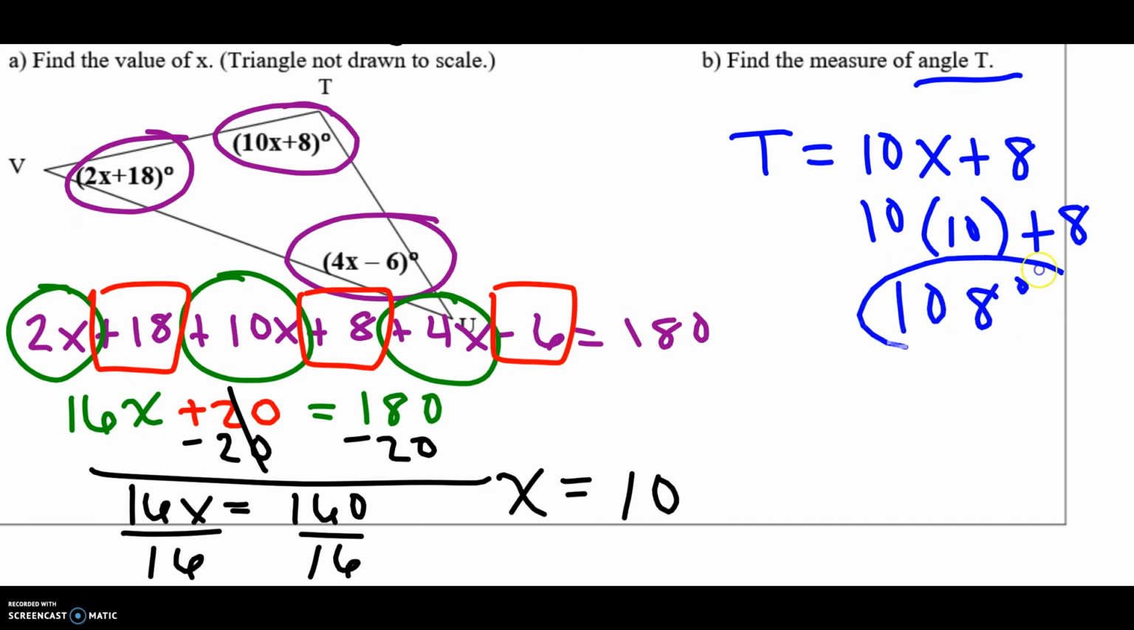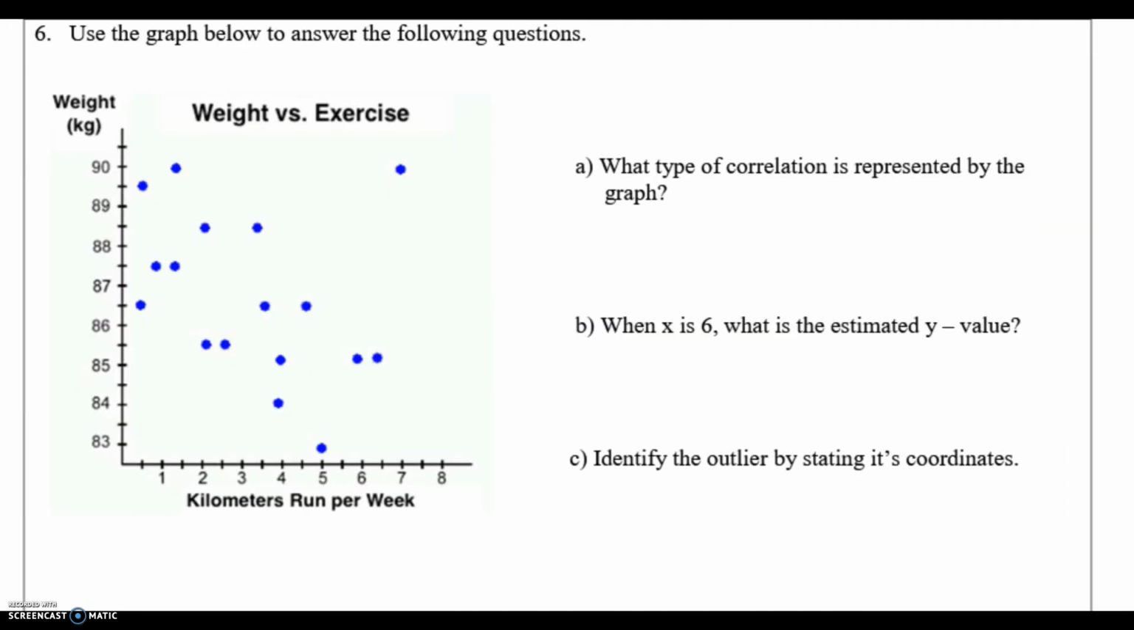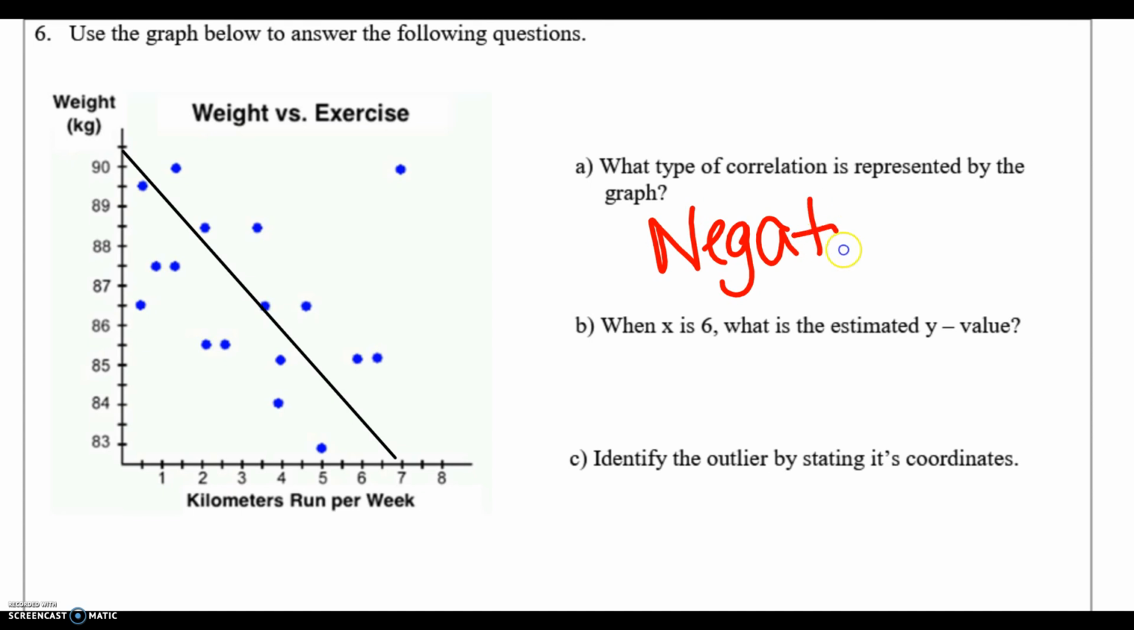T is 108 degrees. Okay, so for 6, we want to use the graph below to answer the following questions. So what type of correlation is represented by the graph? We should remember that we have a positive correlation, a negative correlation, or no correlation. So let's look at our data, or the points on that graph. If you notice that our points from left to right look like they're going in a downwards pattern, right? So if they're going in a downwards pattern, we call that a negative correlation.